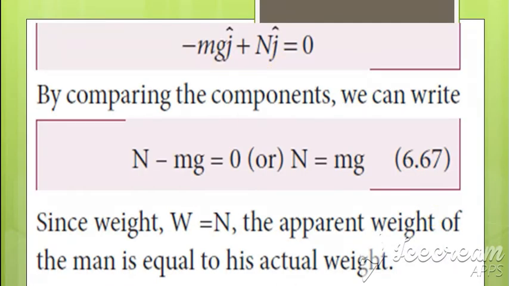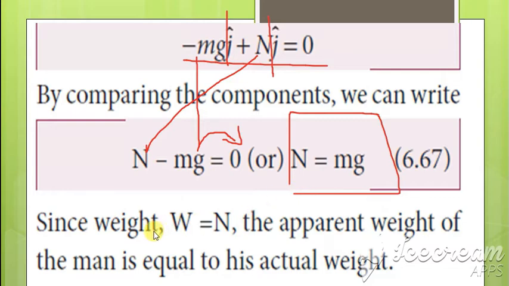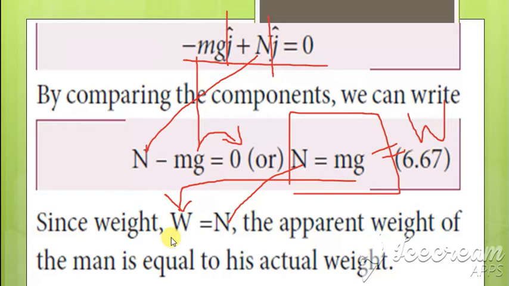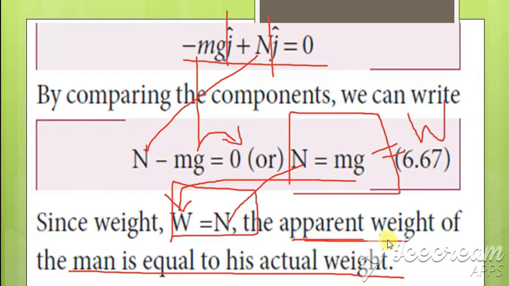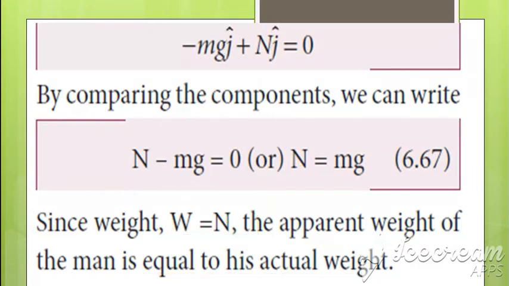Clear? So substituting the value of Fg, which is -mg j cap, and N, which is N j cap, and removing j cap, this can be written as N - mg = 0. Now bring this mg to the other side, and we get N = mg. So what can we say? N as it is, and in place of mg, we can say weight, because mg is always equal to the weight of the object. So W = N. The apparent weight is equal to the actual weight of the object. So this is the condition when the man is at rest.